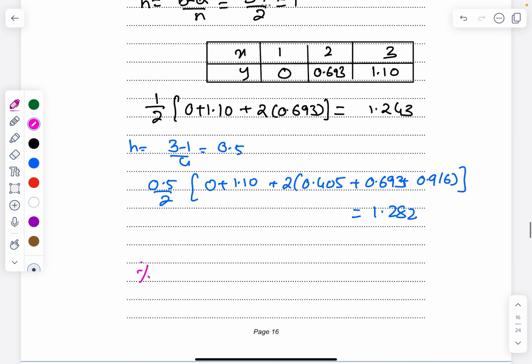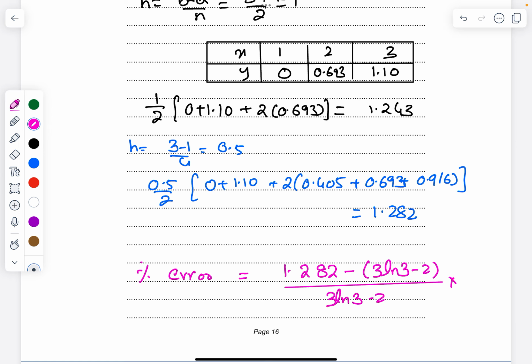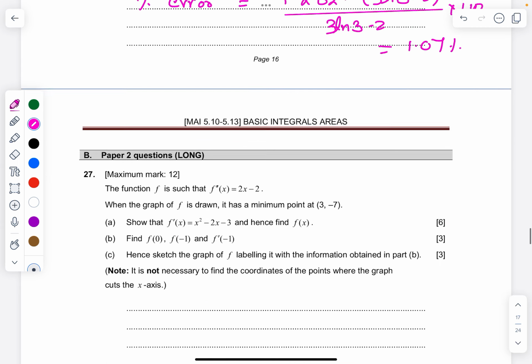So percentage error. In the previous videos we have learned. So what was the estimated value? 1.282 minus the exact value, which is 3 ln 3 minus 2, divided by 3 ln 3 minus 2, times 100. So which is going to be 1.07%.